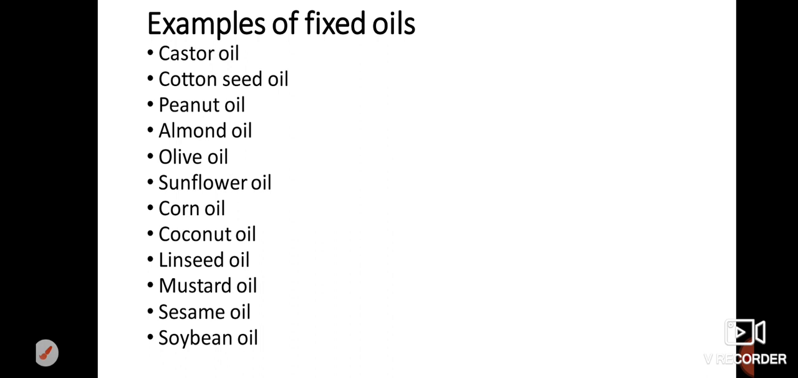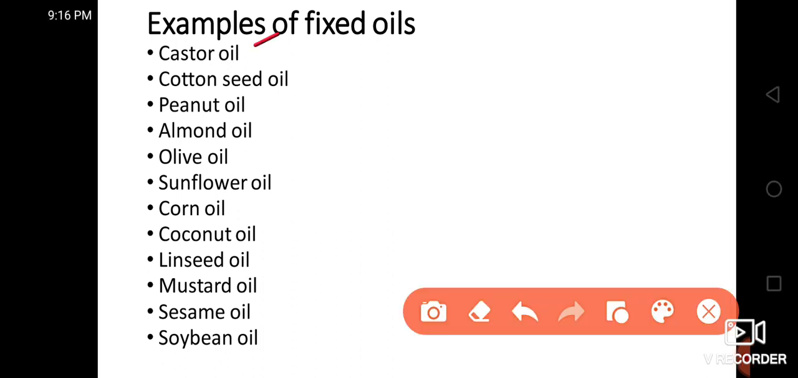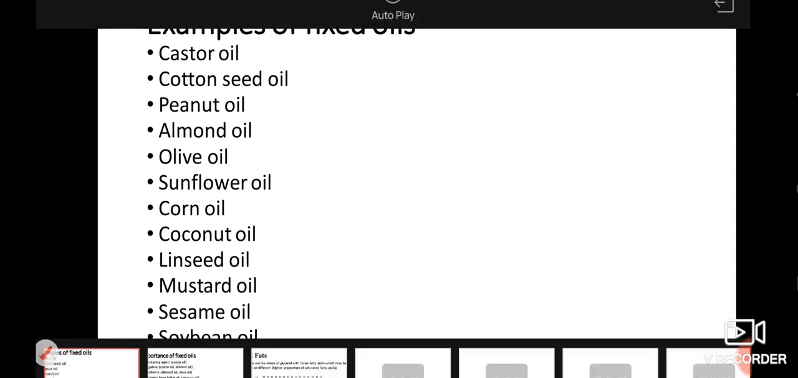I have also explained to you castor oil and peanut oil, cottonseed oil, almond oil, olive oil, sunflower oil, corn oil, coconut oil, mustard oil, sesame oil, soybean oil. So all of these oils are fatty acid or fat or lipid in nature.